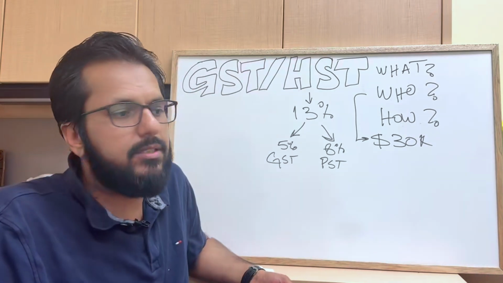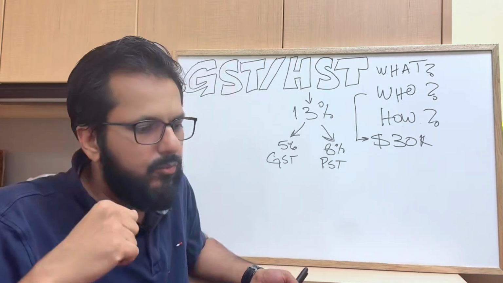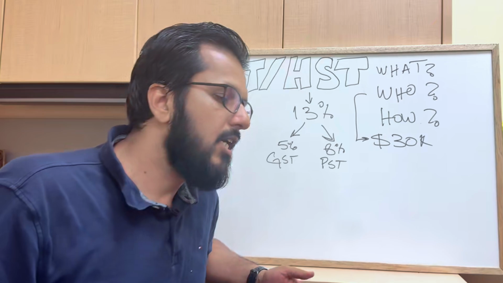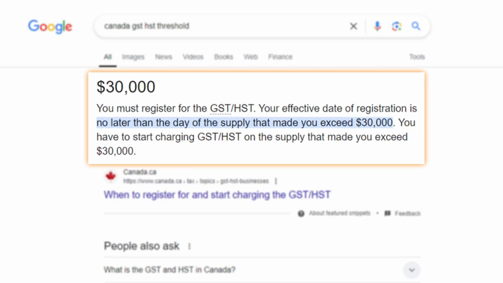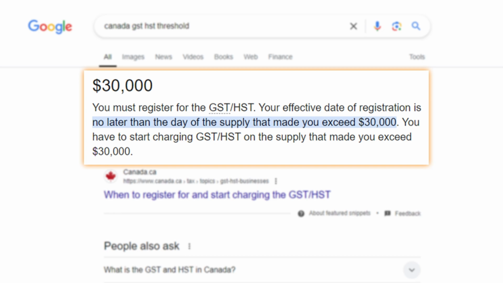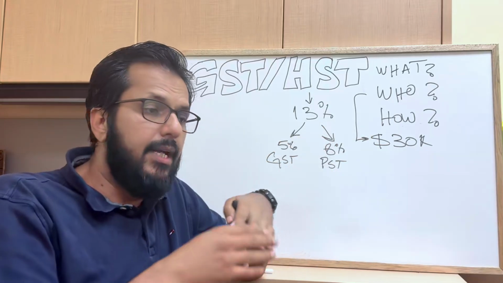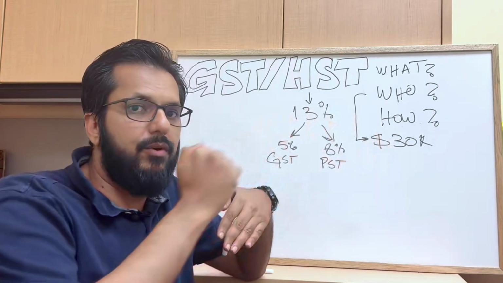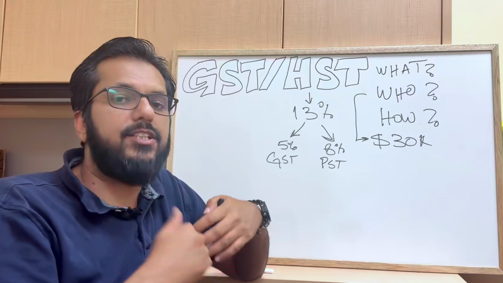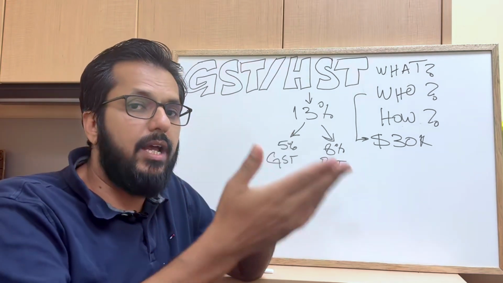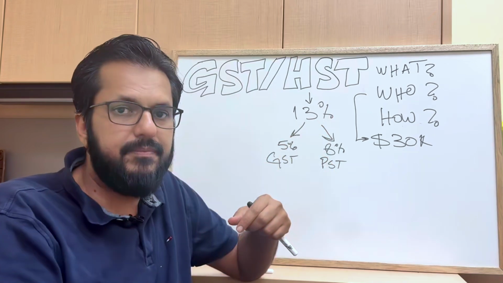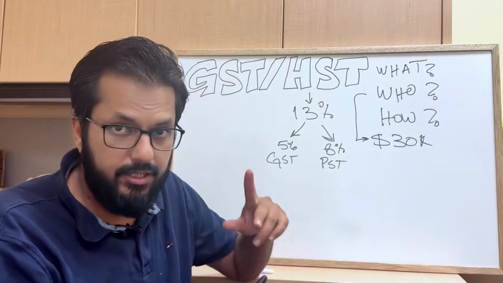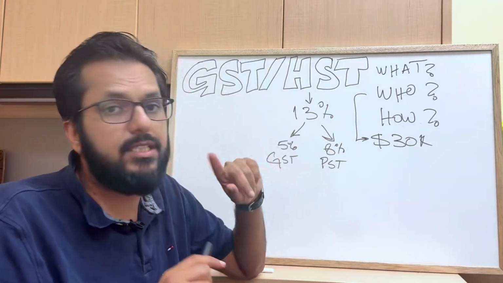Since you're contractors, let's say you're an IT contractor, we work with a lot of IT contractors. So let's say your revenue is going beyond $30,000 in the upcoming period, then you should register for HST and start charging HST to your clients. That means you should start charging HST on your invoice amount. All right, I'll explain that shortly as well. So that's the first thing.